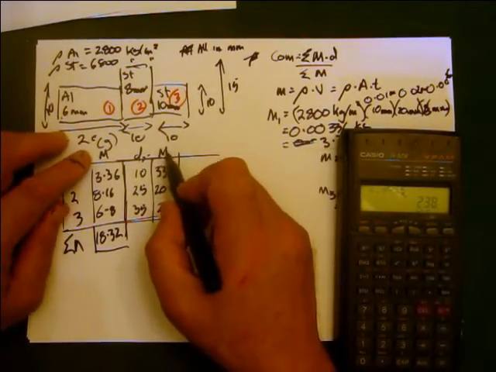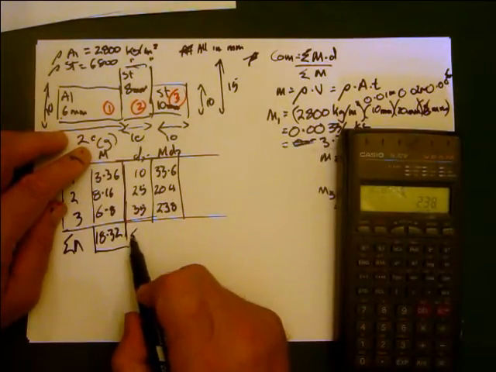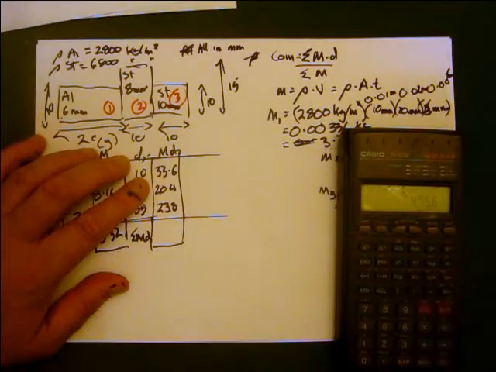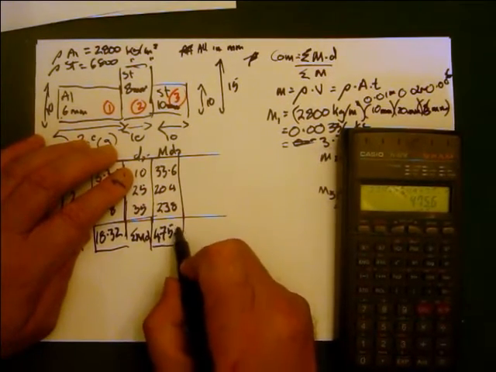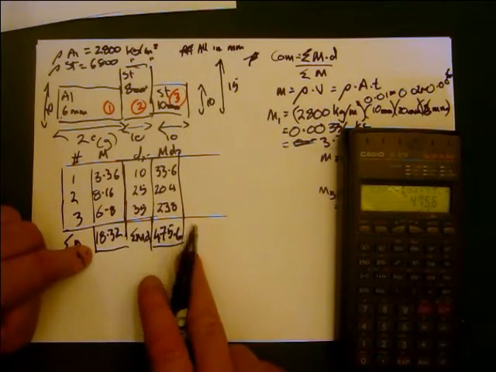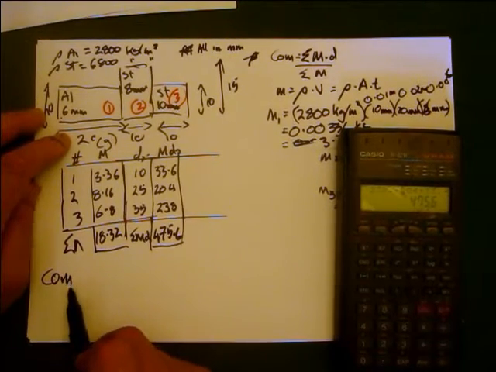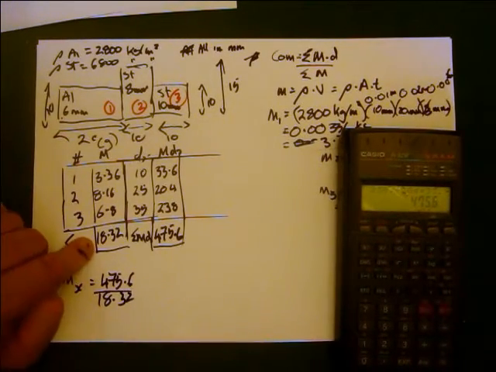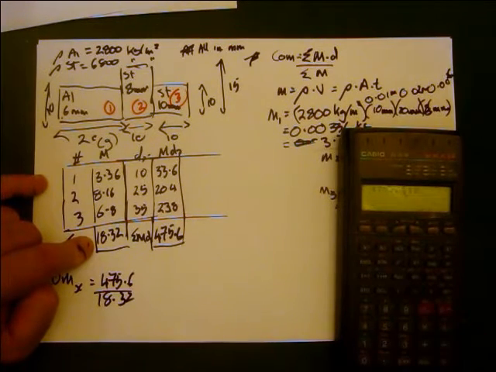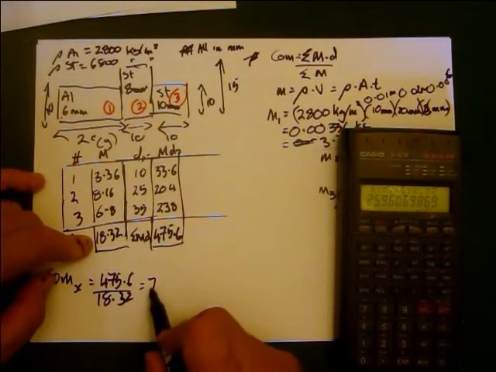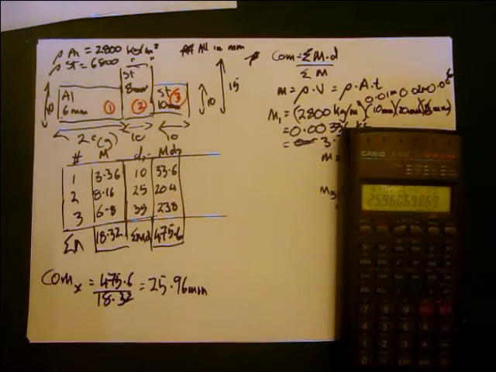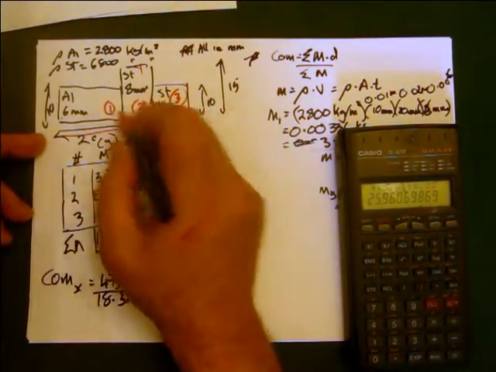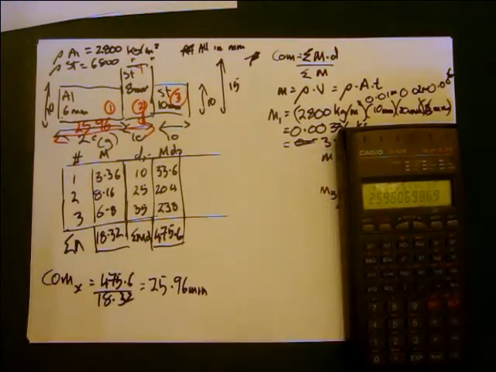This is the mass times the distance, which gives us the top number here, so we sum those up: 238 plus 204 plus 33.6 equals 475.6. Then we work out the centre of mass, x, which equals 475.6 over 18.32, the sum of the masses we worked out earlier. That equals 25.96 millimetres, just over halfway.